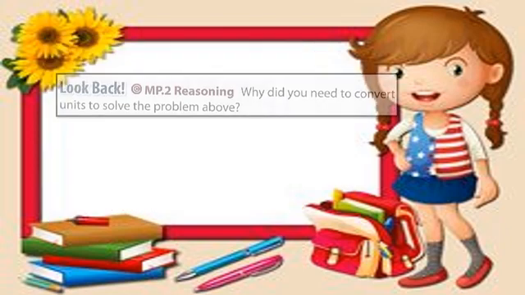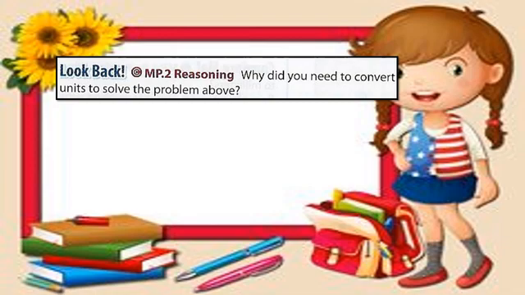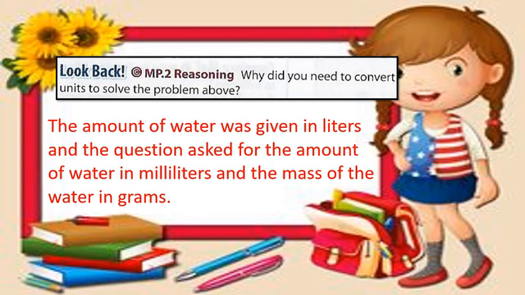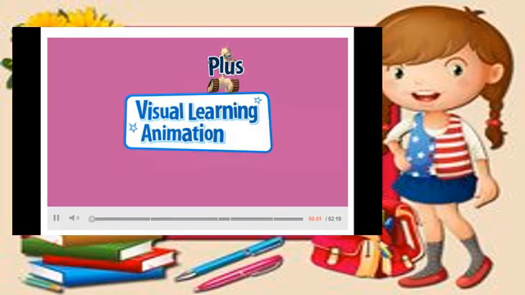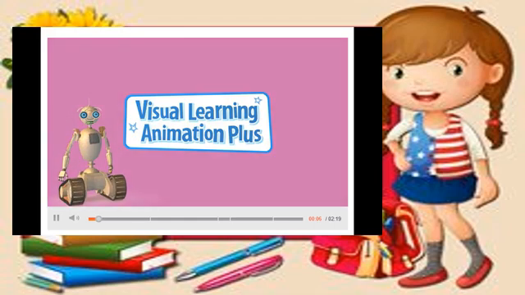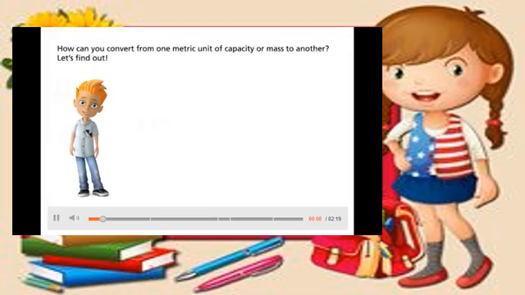Let's have a look back. Why did you need to convert units to solve the problem above? The amount of water was given in liters, and the question asked for the amount of water in milliliters and the mass of the water in grams. That's why we need to convert from one unit to another to solve that problem. How could you convert from one metric unit of capacity or mass to another? Let's find out.